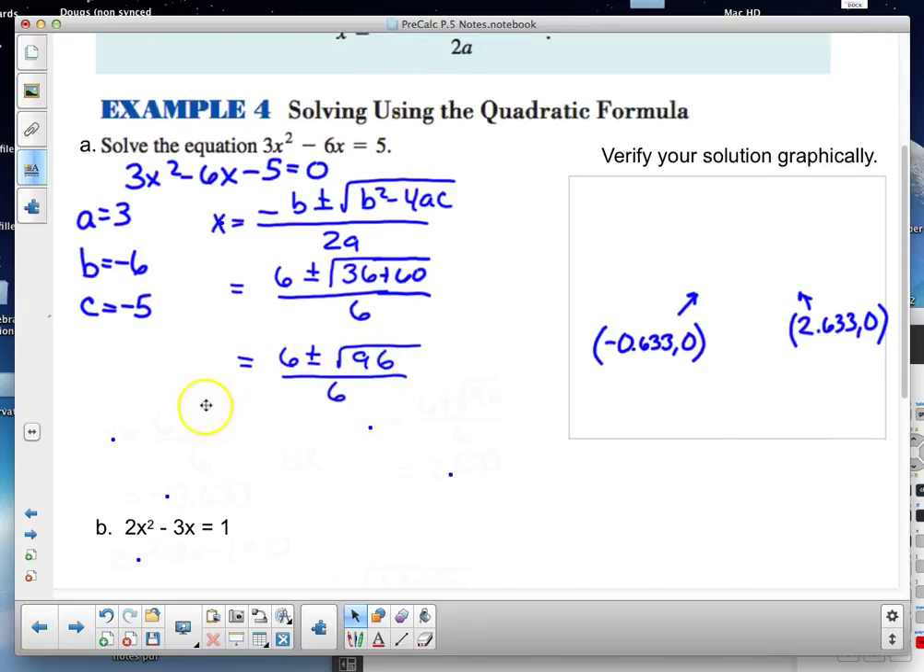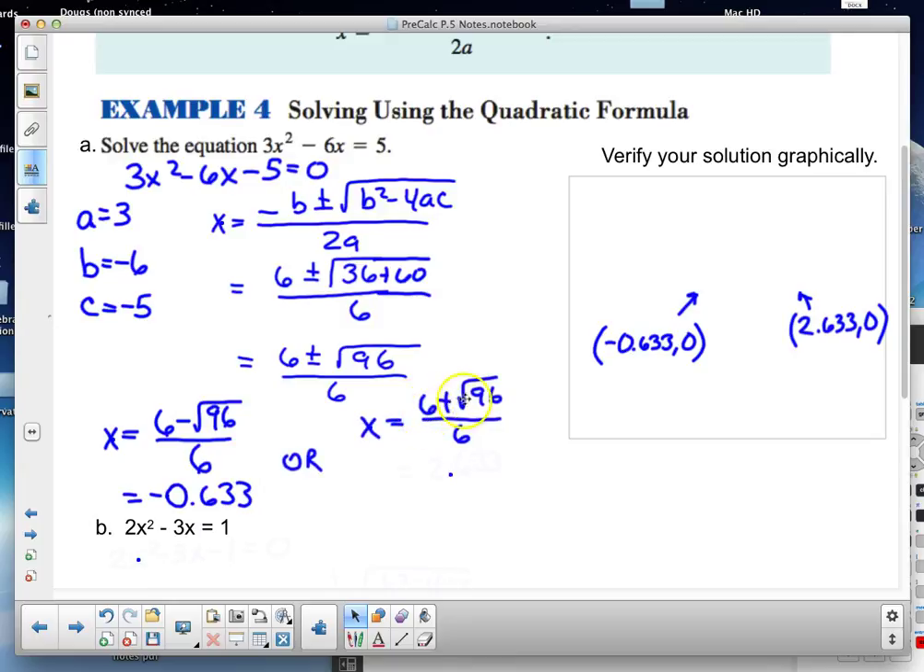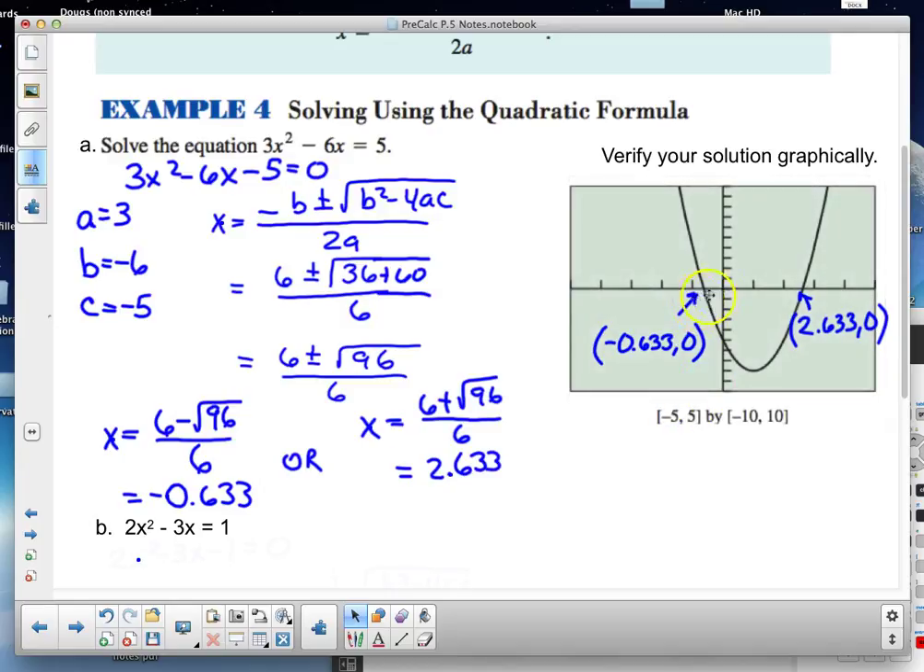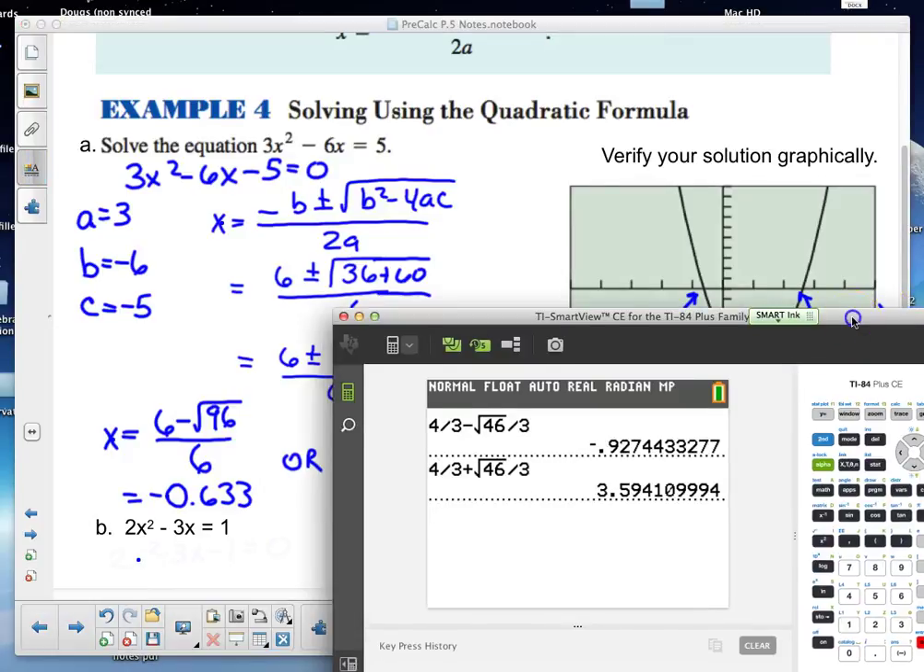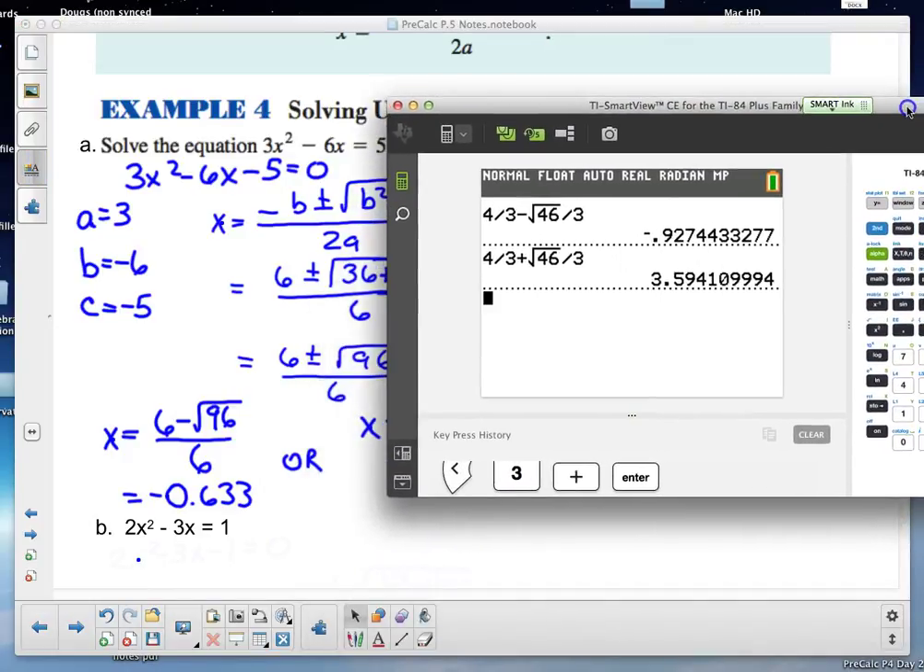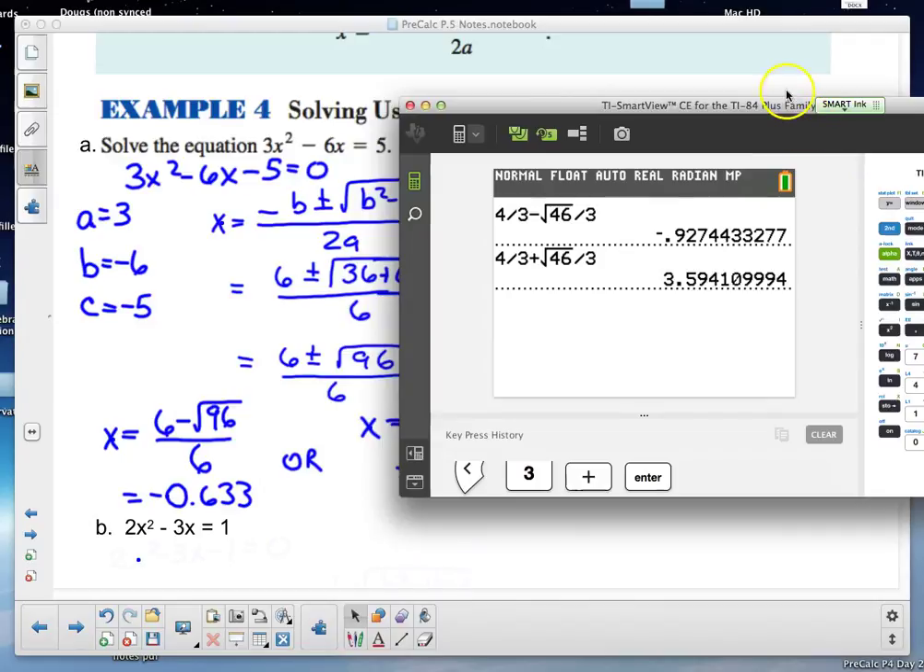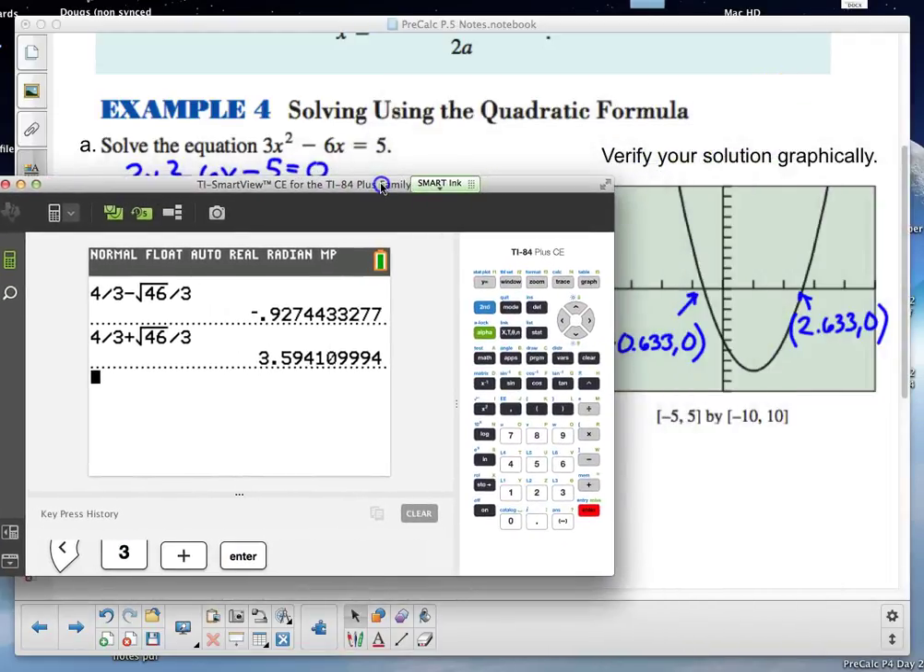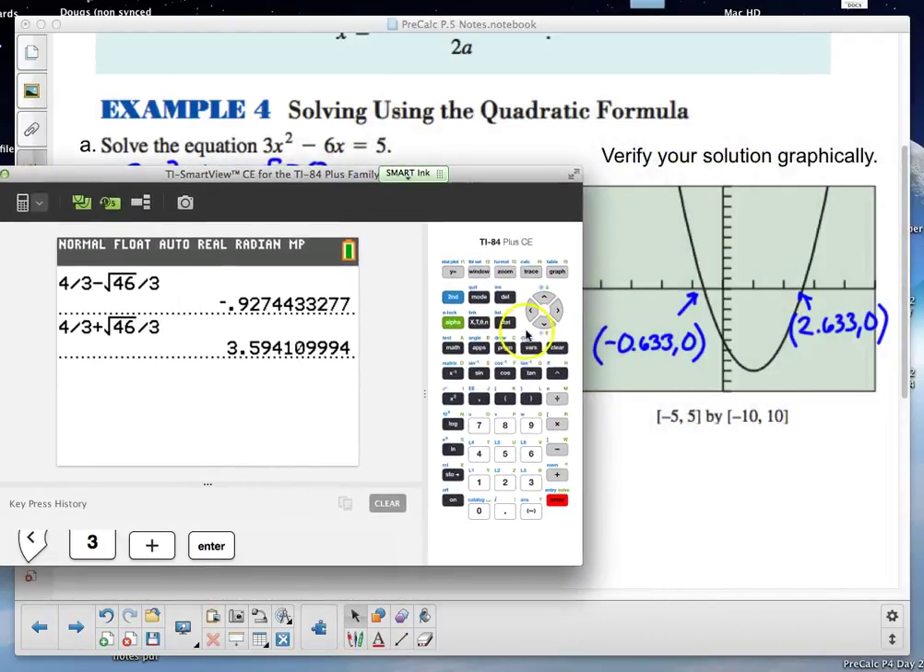So now I have two versions of my answer. I have 6 minus the square root of 96 over 6, which is, in my calculator, 0.633, or x is equal to 6 plus the square root of 96 over 6, which is here. What's that look like in my graph? I can put that in my graph, and that's what it is. So I can, if I wanted to, just to double check to make sure I'm doing stuff right, put this over here so we can see what I'm doing.